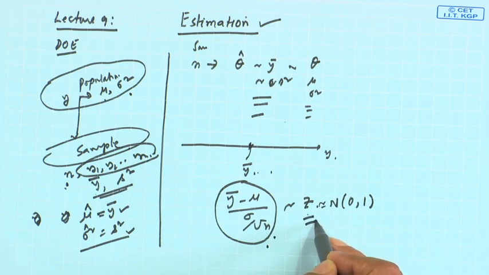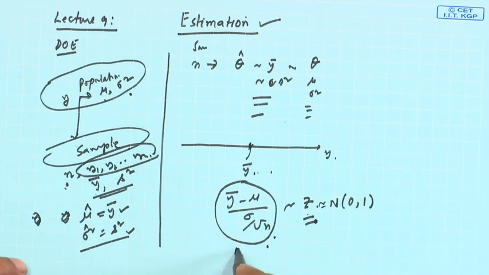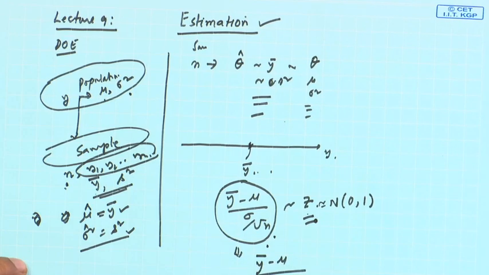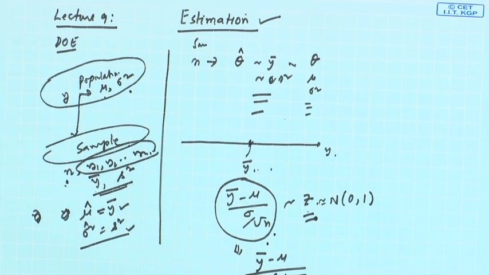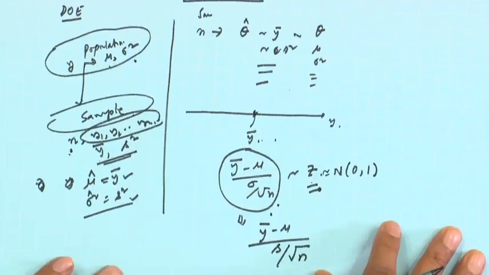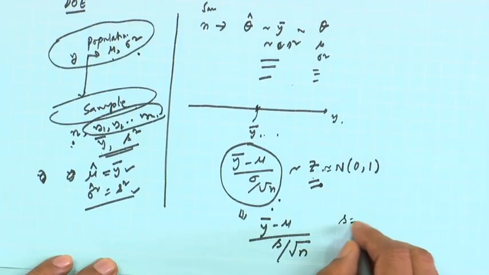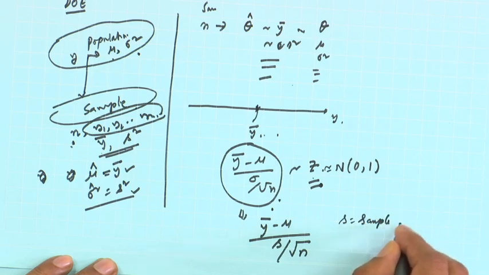Okay. Now, what will happen when sigma is unknown? When sigma is unknown, this statistic will be transformed to this. What is this transformation? Sigma will be replaced by S. What is S here? S is the sample variance, sample standard deviation.